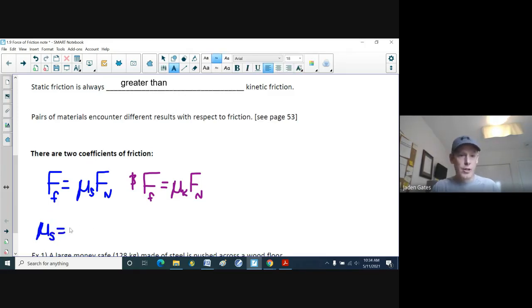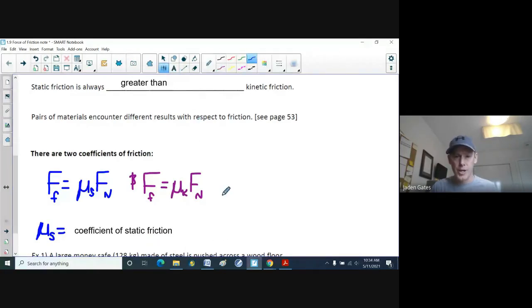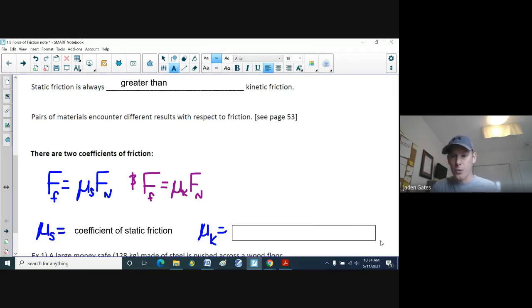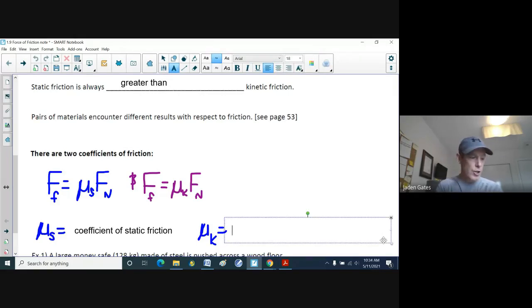So essentially these formulas are the same, except for what mu s is called: your coefficient of static friction. And mu k is equal to your coefficient of kinetic friction. Again, the formulas work exactly the same. It's just the situation you deal with.